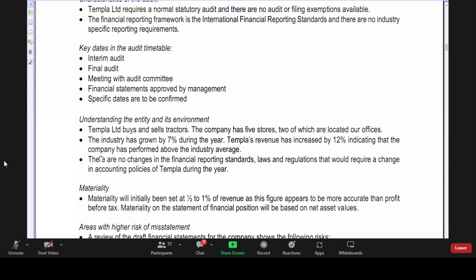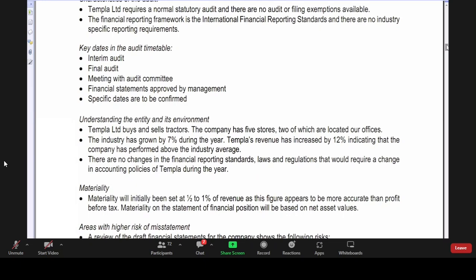So again, understanding your client, there are no changes in the financial reporting standards, laws, and regulations that will require a change in accounting policy. So you have not noticed any changes in the accounting policy of Templar. Okay, you've understood your client.